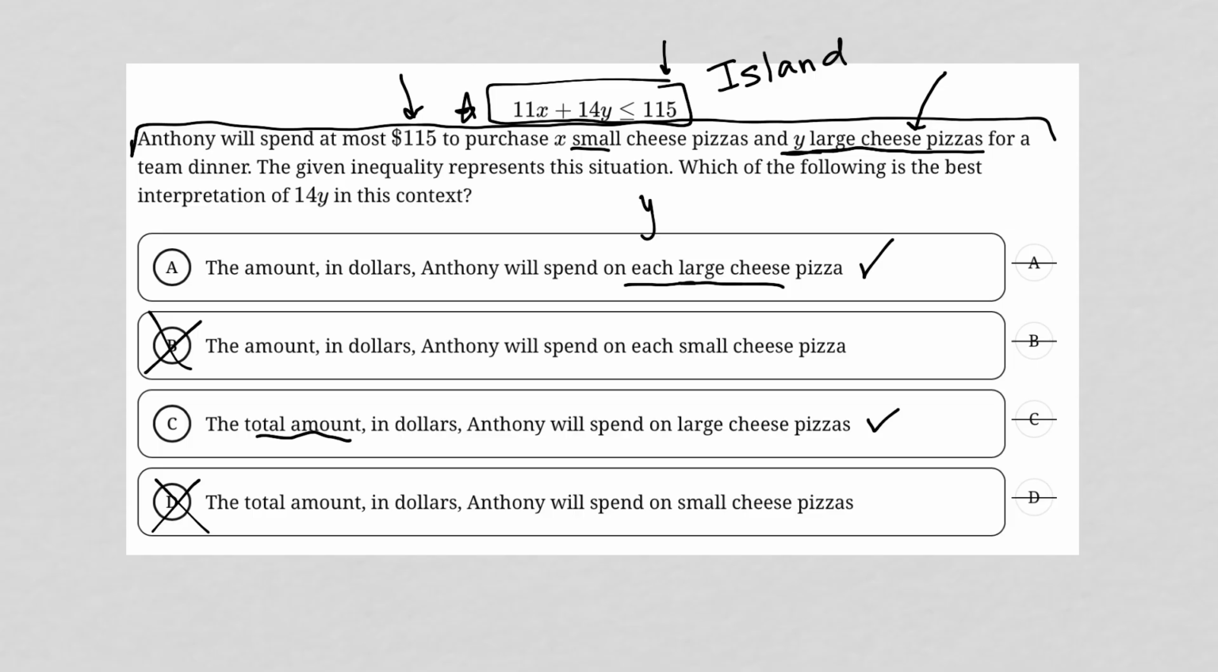We can also figure this out just by making up a number for y and saying, well, what if we bought 5 large cheese pizzas? Then 14 times 5, in this case 70, must give us a number that represents the total amount spent on cheese pizzas. So hopefully that makes sense. Choice C is the better answer here, the total amount versus each cheese pizza. 14 by itself is for each, but 14y, 14 times the number of cheese pizzas, will be the total amount. So choice C is the best answer.